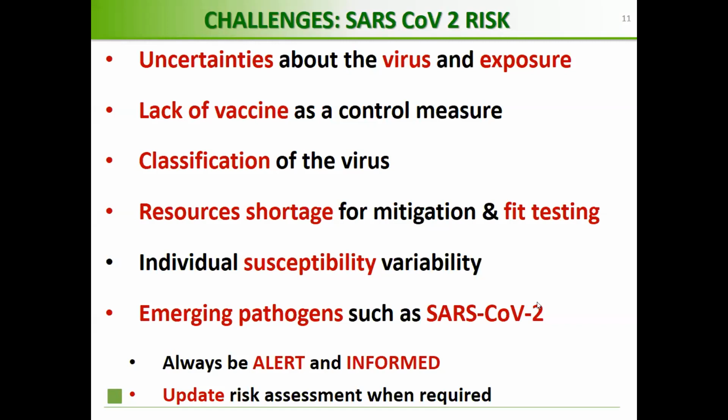So emerging pathogens are a challenge, and this coronavirus is one of the emerging pathogens, similar to the SARS and the MERS that happened previously. So people need to always be alert and be informed as it's evolving. The more information we get, the more updates we get, and we know what to do on mitigating the risk or preventing exposure of the worker. And then also to emphasize that risk assessment should be updated when required.